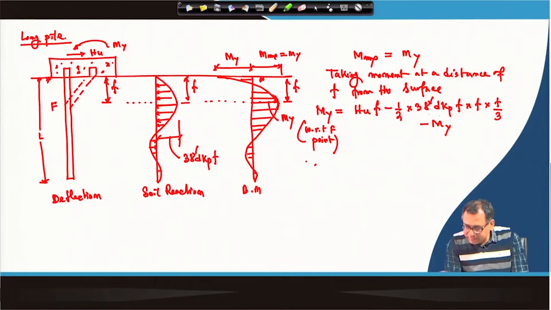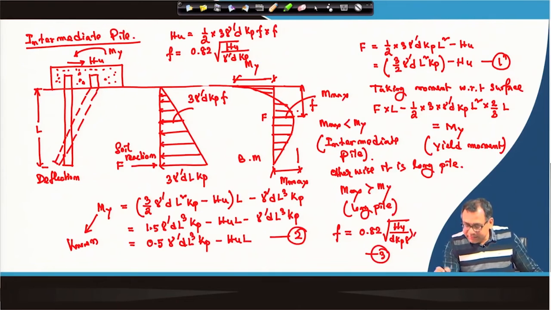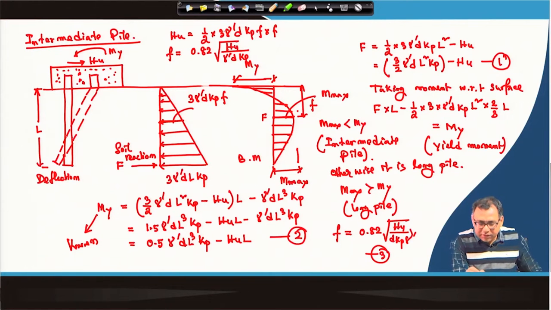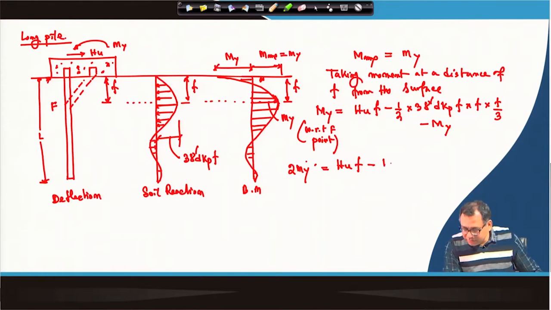So, we can write that 2 M y will be equal to F u h u into F minus F. So, I have already discussed that this is nothing but F H u. This portion is nothing but H u. So, this is also 3 by 2 gamma dash d k p F square. This is equal to H u, so this will be H u into F divided by 3.